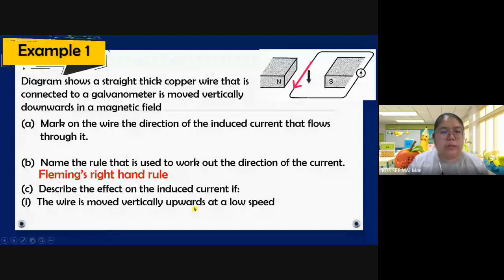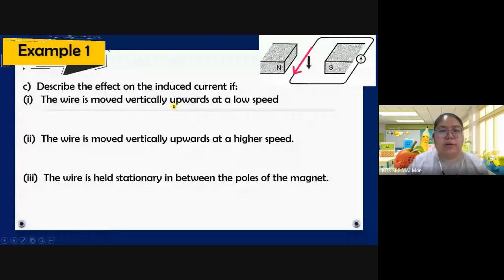We need to describe the effect of the induced current. First, the induced current will surely move in the opposite direction because the motion is now up. Low speed, sure the current is smaller because your speed becomes slow. So from here, opposite direction of the current and a smaller current.